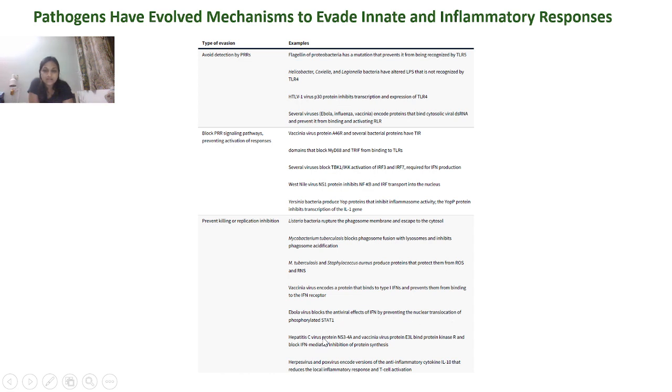Then this hepatitis C virus protein NS3NS4A and vaccinia protein P3L bind protein kinase R, or the PKR, which I already taught today. It is an ISG and blocks IFN-mediated inhibition of protein synthesis. Then this herpesvirus and poxvirus encode versions of anti-inflammatory cytokine IL-10 that reduce the local inflammatory response and T cell activation. Then you can understand how clever these pathogens are, that they are secreting or modifying themselves so they can evade our immune system.